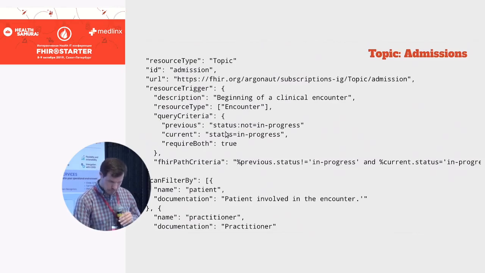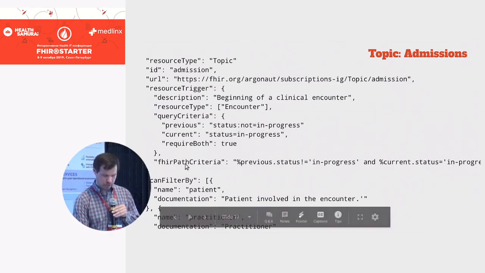Это admission, да, это вот поступление пациента в госпиталь. Соответственно, тема это admission topic. And it has a definition inside of what counts as an event in this topic. Part of that is a human readable string that just says beginning of an clinical encounter. And part of that is a computable definition that uses things like query criteria or FHIR path.